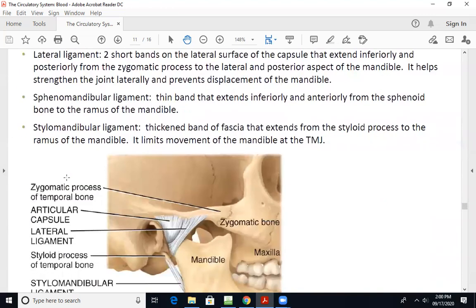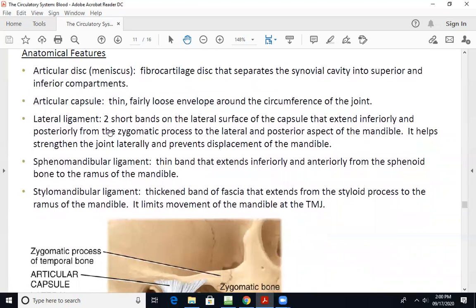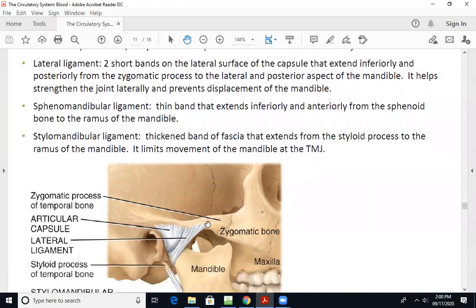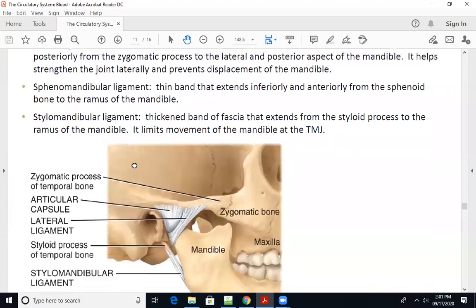I would hope this would be common sense, but the lateral view is where you'll find the lateral ligament, which is actually two short bands on the lateral surface of the capsule, extending inferiorly and posteriorly from the zygomatic process, that's the bridge, to the lateral and posterior aspect of our mandible to help strengthen the joint laterally and prevent displacement of the mandible. We don't see the lateral ligament in our medial view, which hopefully is common sense, hence the name.